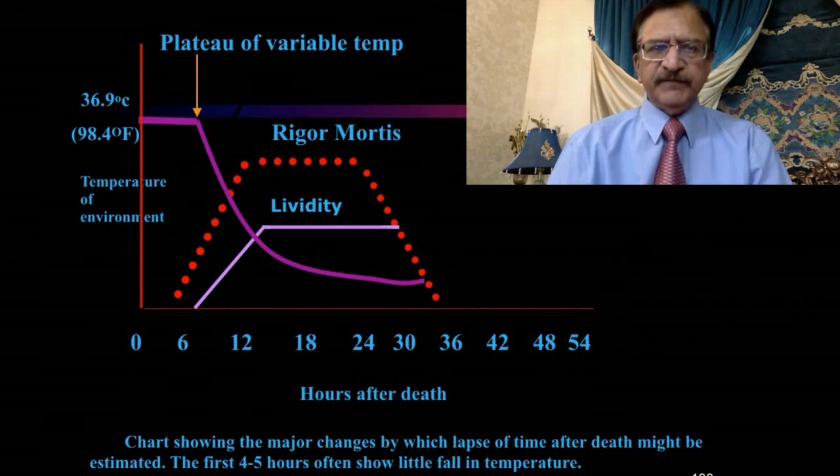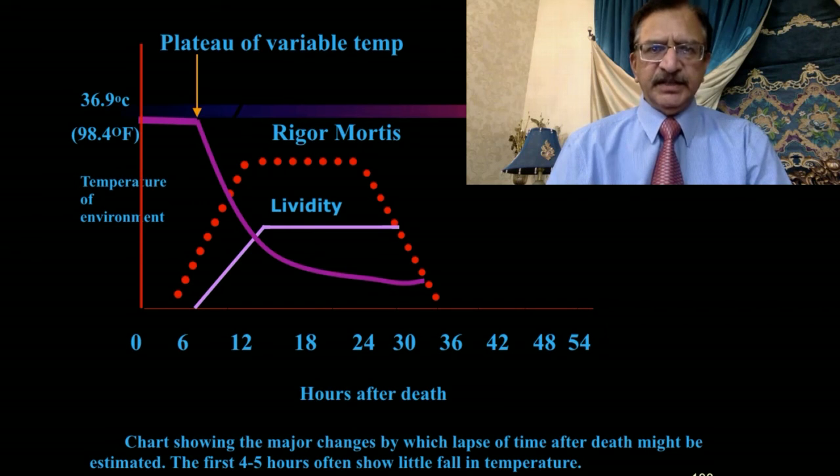The purple graph is of the caloricity or the cooling of the body. The light purple is the lividity, and the red dots are the rigor mortis. So this is a graphical representation of the postmortem changes, which are the early changes. And usually a question comes in university to plot a graphical representation of the changes which appear after death.